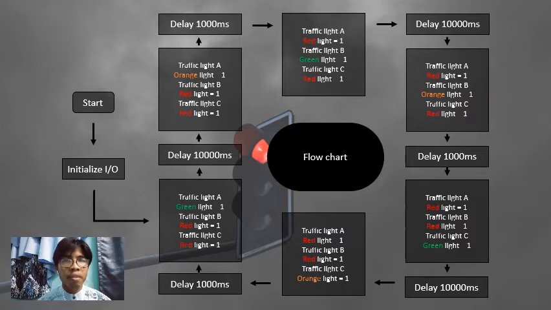For the fifth sequence, only the green light for traffic light C will be high, and for traffic light A and B only the red light will be high. For our last sequence, only the green light for traffic light C will be high, and for traffic light A and B only the red light will be high. This sequence will keep looping until the system is turned off.